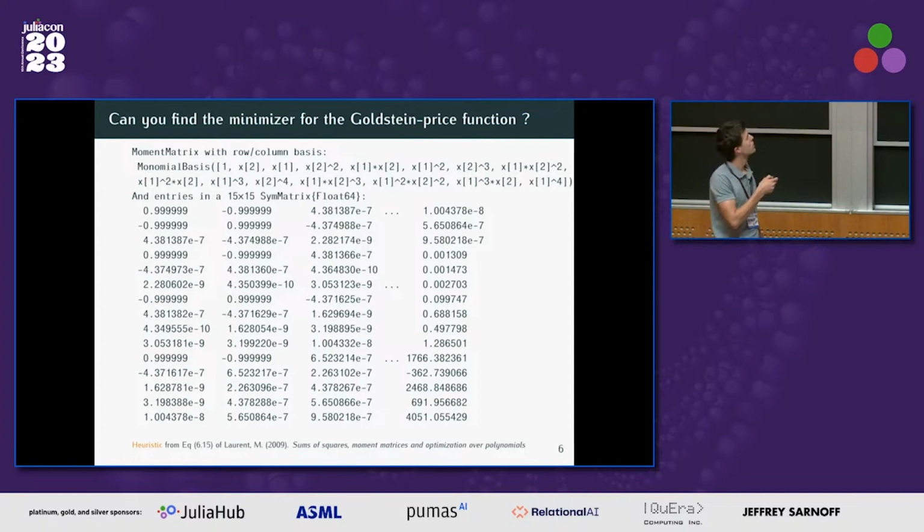So then you can find a measure so that the moment for x2 is -1 and for x1 is 0. It's easy. It's just one Dirac centered at 0, -1. And it turns out that it's the minimizer of the Goldstone-Price function. So actually, sometimes you can use simple heuristics to find a very good solution. In this one, you can actually get the optimal solution by doing almost no work. And this was suggested by Monique Laurent in her book.